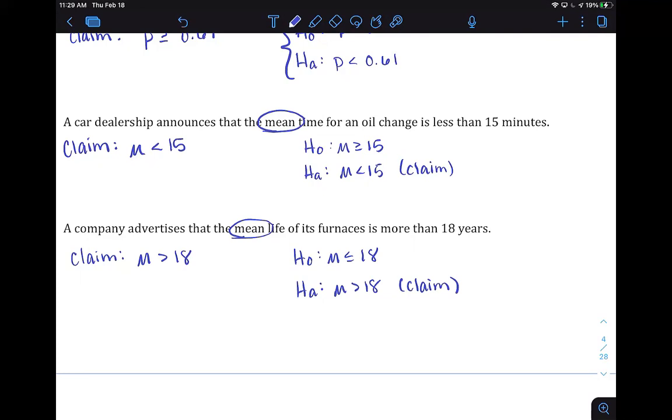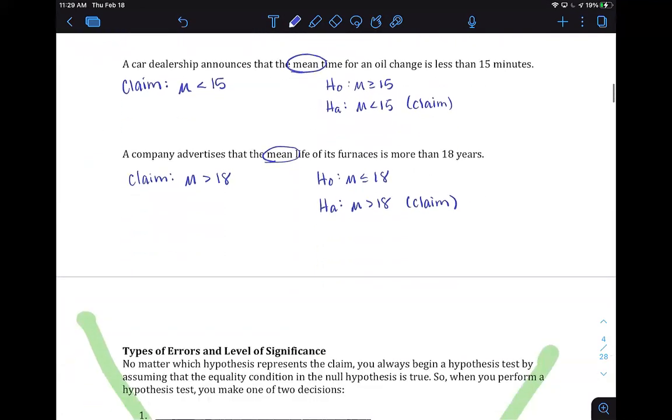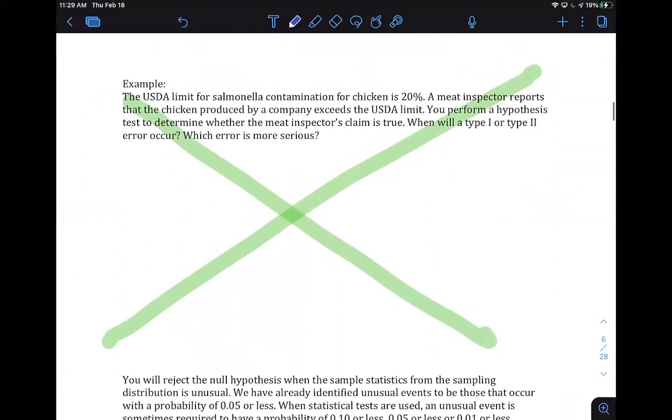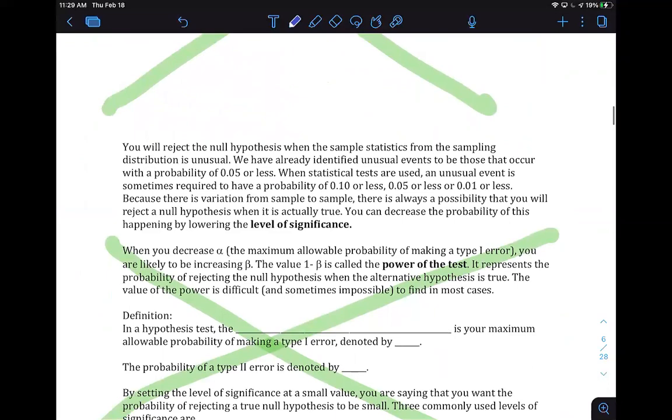Okay, we have a little bit more we're going to talk about. We're going to cut this next part completely. On page 6, this is just level of significance. So we know that we reject the null hypothesis when the sample statistic from the sampling distribution is unusual. We've already identified that unusual events are those that occur with a probability of 0.05 or less. When statistical tests are used, an unusual event is sometimes required to have a probability of 0.1 or less, 0.05 or less, or 0.01 or less.